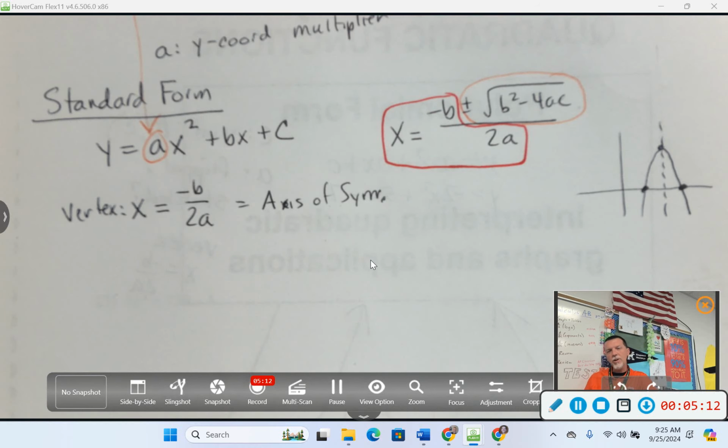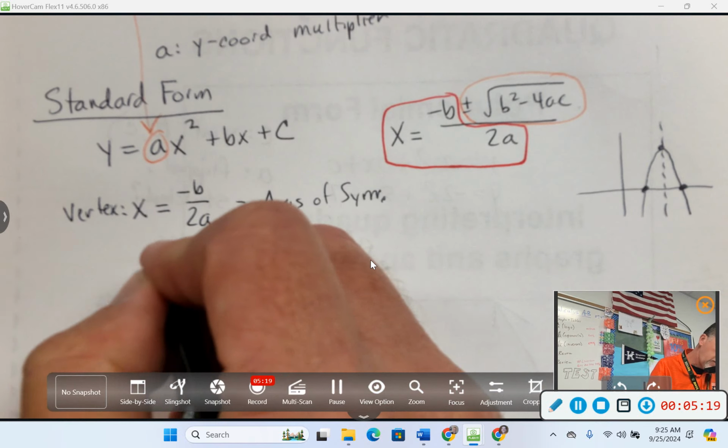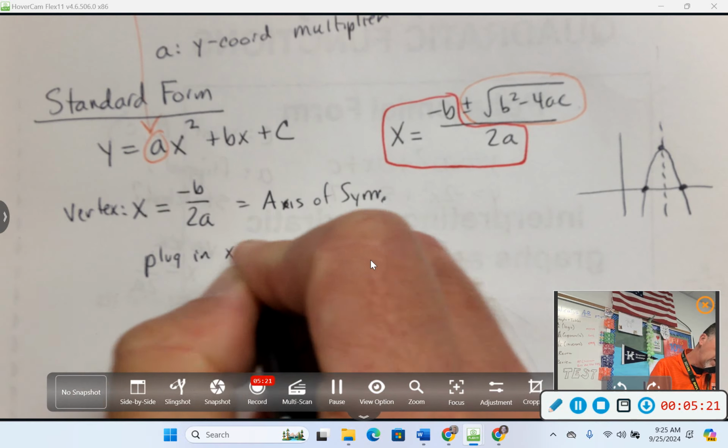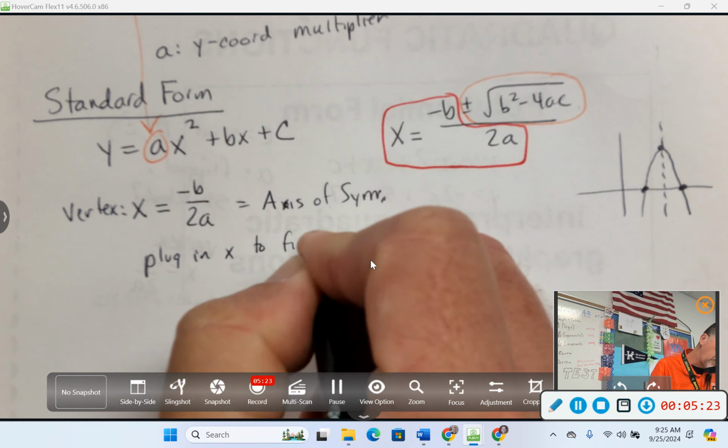When you know the x-coordinate and you want to know the y-coordinate, what do you do? Plug it in. Plug in x to find y.